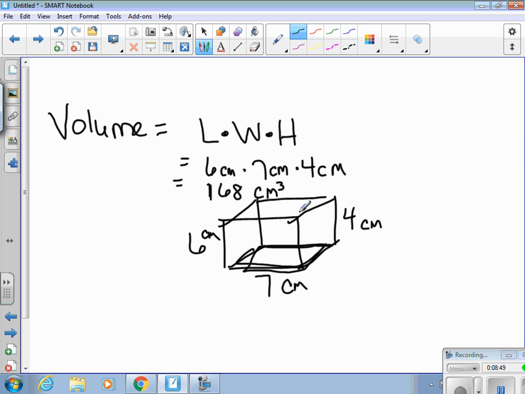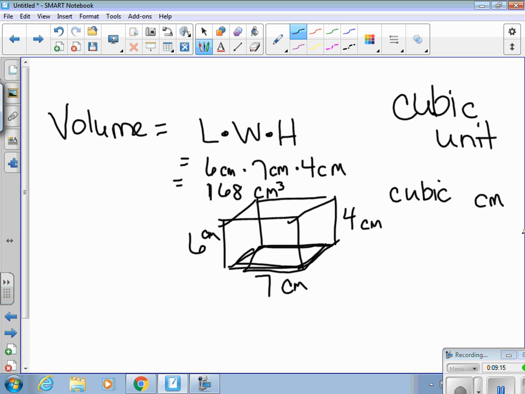Okay? So area dealt with a square unit. Volume deals with a cubic unit. And cubic is spelled C-U-B-I-C. And if you don't have a unit, like I gave you centimeters, you would put cubic centimeters, which is that, or you could spell it out, cubic centimeters. If there was no centimeters, you could write cubic units. Okay? So let's do one together.